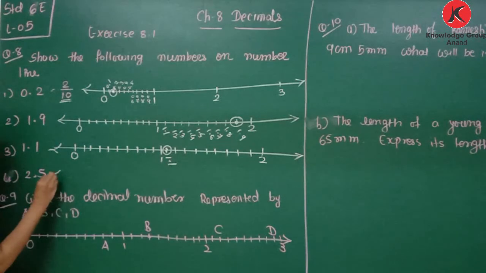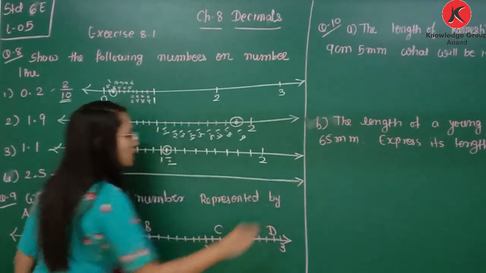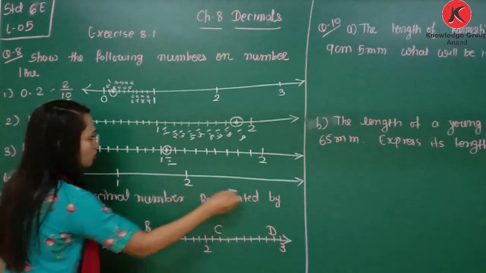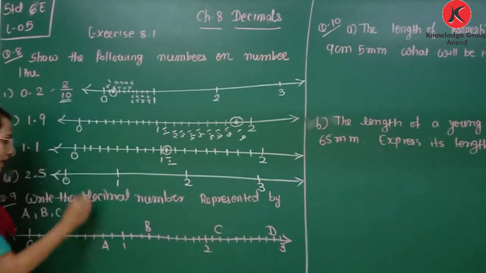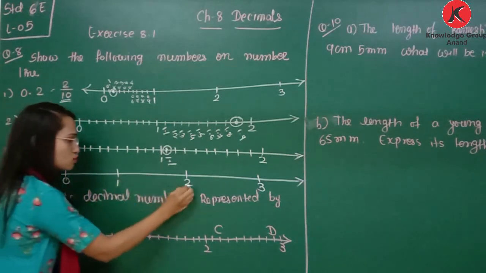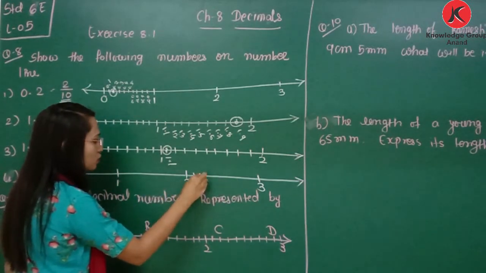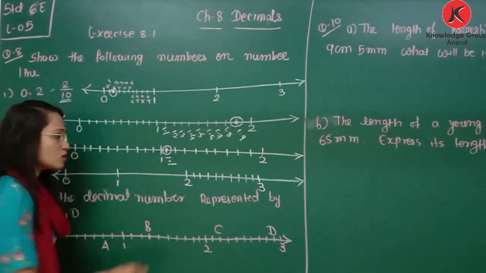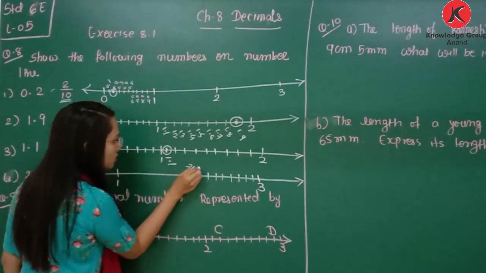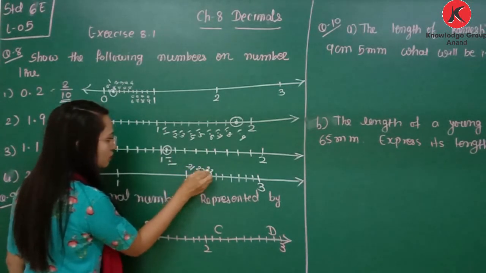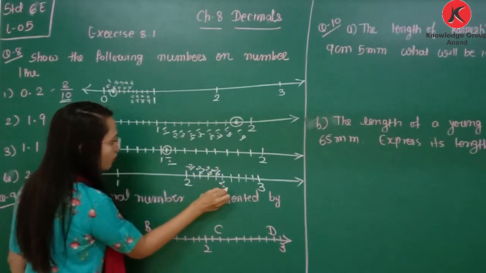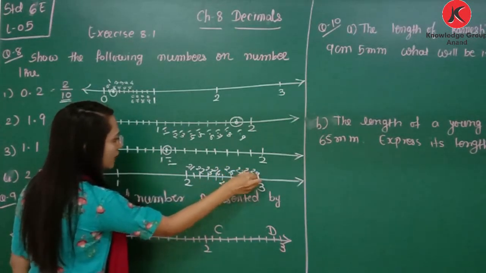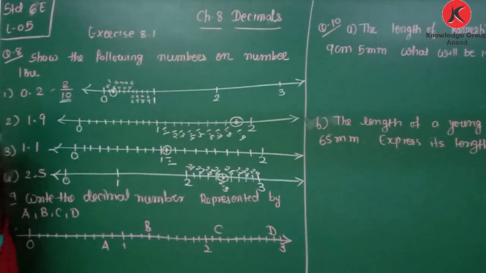Now 2.5. Here 2.5 is between 2 and 3. So 0, 1, 2 and 3. You can divide this into 10 parts, this into 10 parts and this one into 10 parts. 1, 2, 3, 4, 5, 6, 7, 8 and 9. So this is 2.1, this is 2.2, 2.3, 2.4, 2.5, 2.6, 2.7, 2.8, 2.9. So 2.5 is here. Clear?